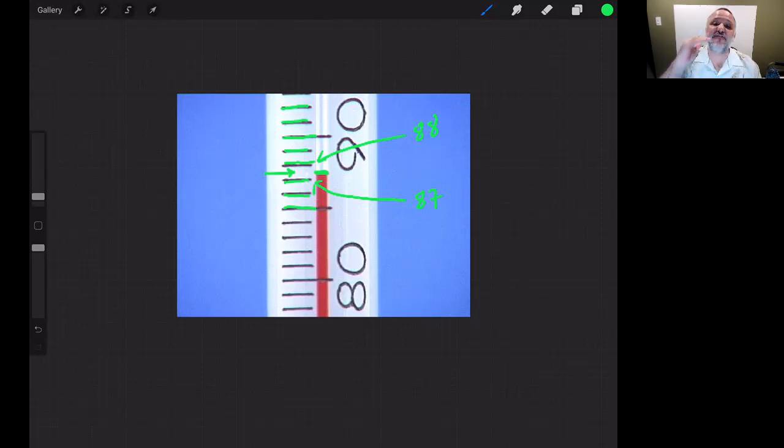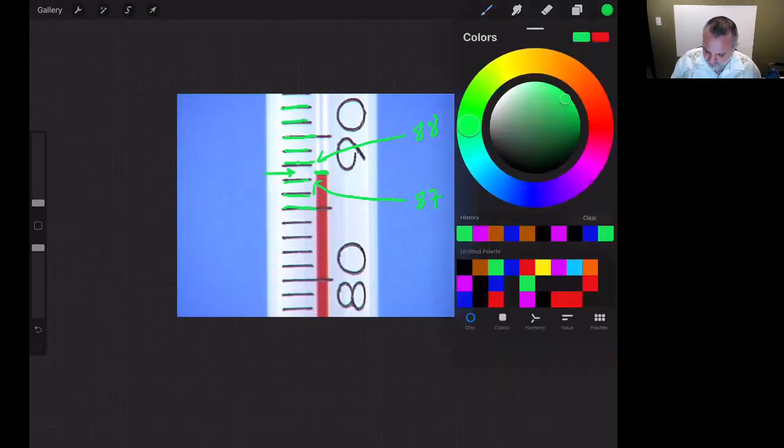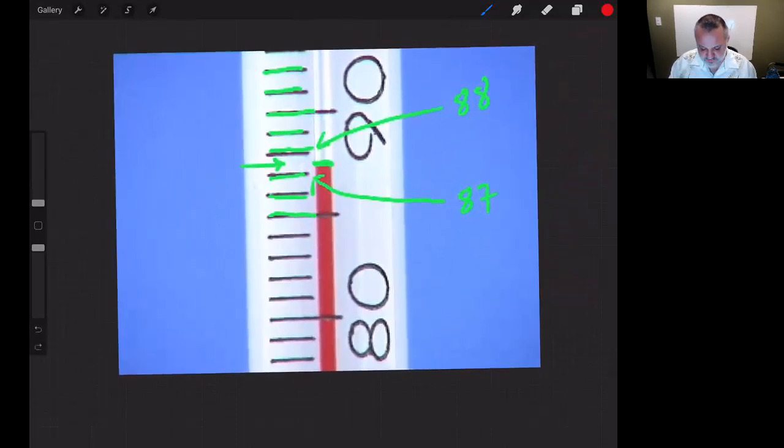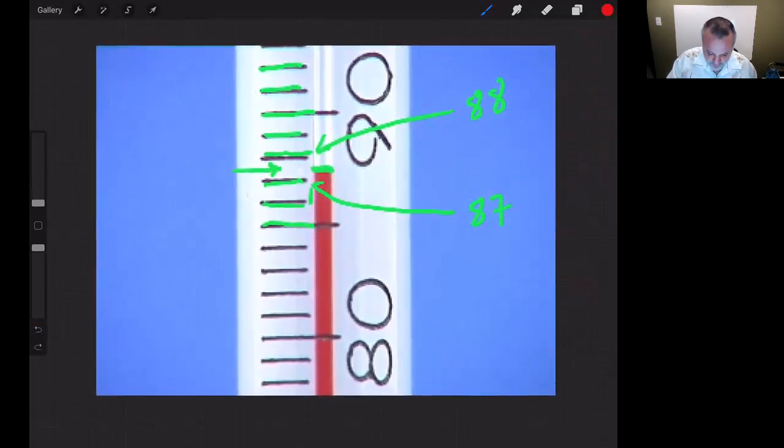So I can visually, with my mind's eye, cut and add. It's hard to do, so let me zoom in just a little bit. I don't want to get too crazy here. I can make visual or imaginary graduations with my mind's eye.